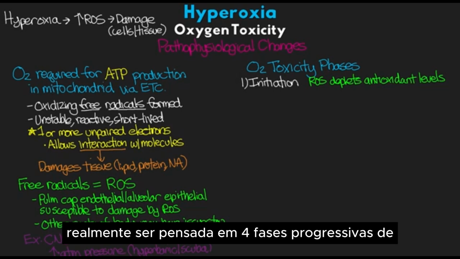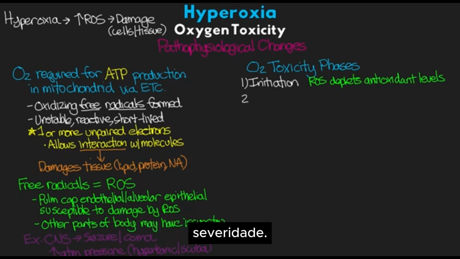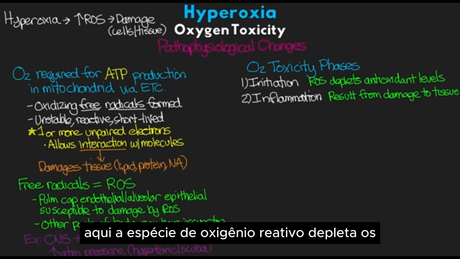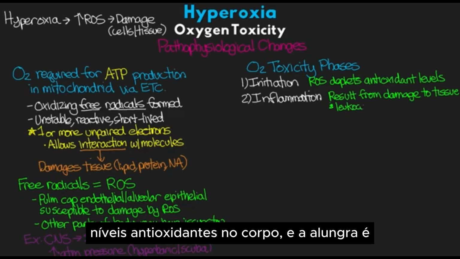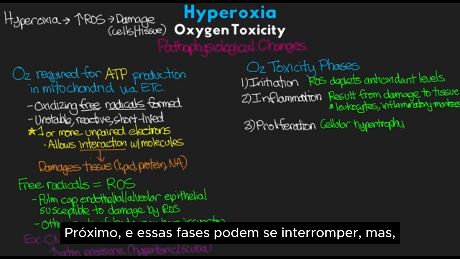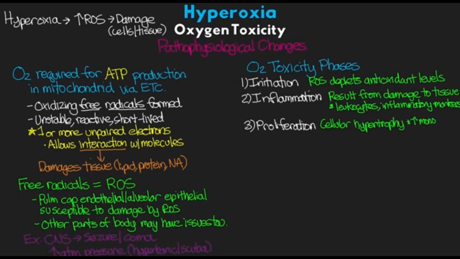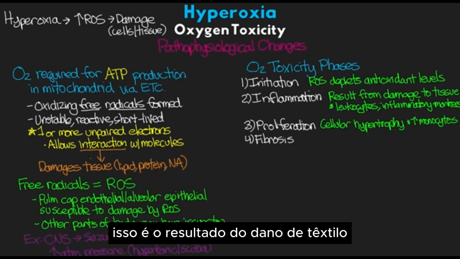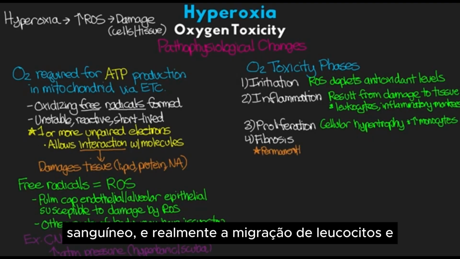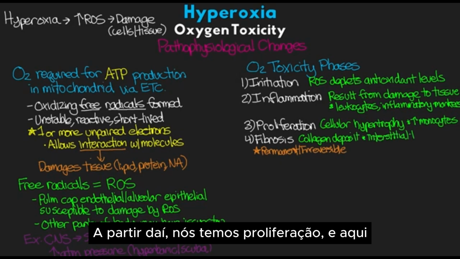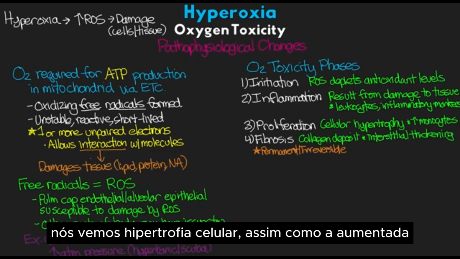Next, and these phases can overlap with each other, I want to talk about the inflammation, and this is the result of damage of lung tissue and the migration of leukocytes and the different inflammatory markers. From there we have proliferation, and here we see cellular hypertrophy as well as the increased presence of monocytes. And then the last phase is our fibrosis. In this phase, these changes are permanent and irreversible. Collagen is deposited and the interstitial space is thickened, leading to fibrosis.